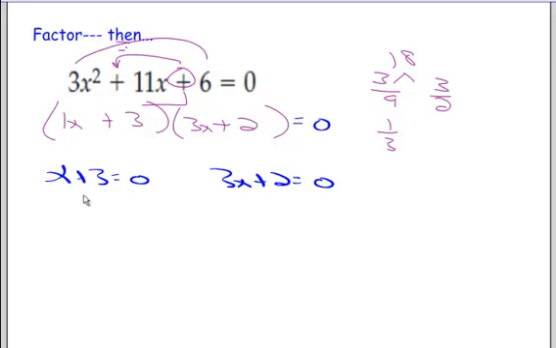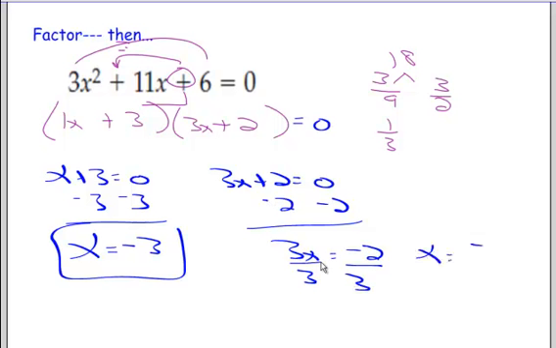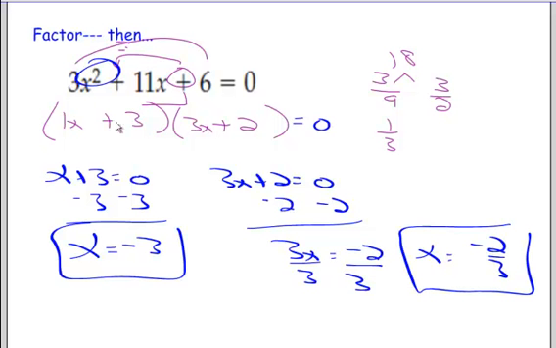So here's what we do. We check and say, solve each one. X is equal to negative 3. And when I solve the other one, I have 2 steps, and divide by 3. So x is equal to negative 2/3. Alright, in the grand scheme of things, I'm supposed to get 2 answers, and here they are. Notice these are not only answers, but they're also zeros, and they're x-intercepts. Right? Solutions, x-intercepts, same thing, what we were talking about the day before.